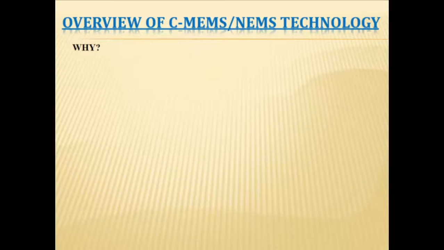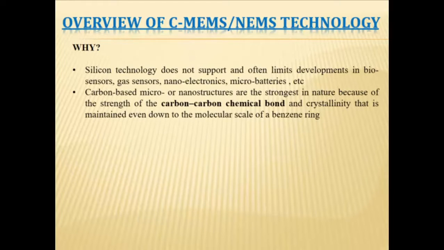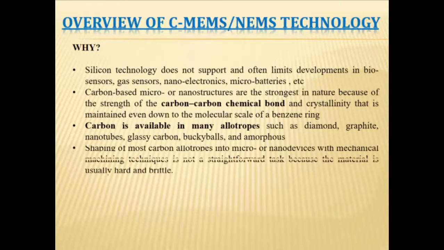Now the question is, why not silicon MEMS? Silicon is the established one. There are several reasons. I'm not going into the details, because silicon cannot be used for many applications like gas sensors, biosensors, nanoelectronics, microbatteries. So we need to look for a different material where we can solve these problems. And carbon is a very good alternative to silicon.